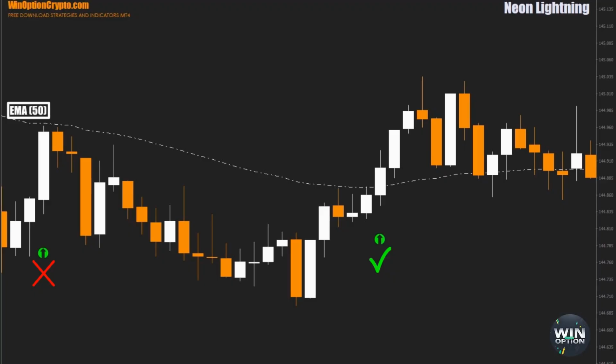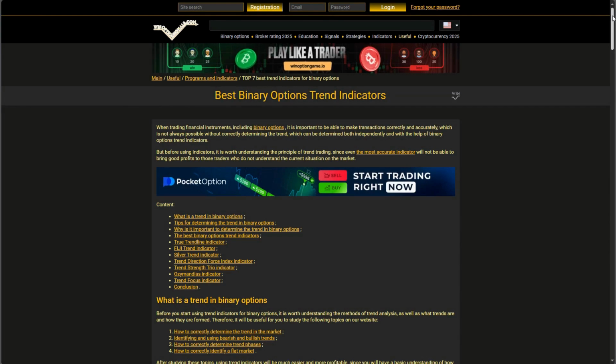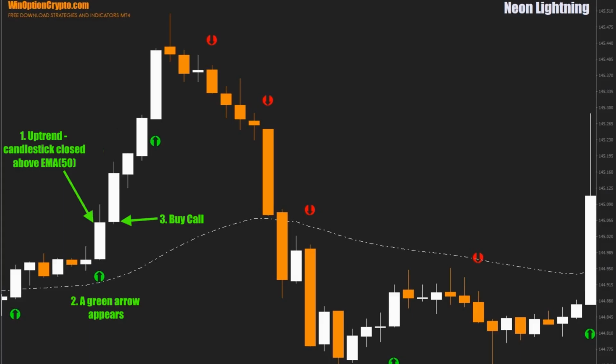The candle closed above the moving average, confirming the uptrend. This is just one of many ways to determine the trend direction. If you want to learn how to navigate price movements, we recommend that you read our article, The Best Trend Indicators. It details the 7 most effective indicators that will help you confidently determine market trends and make more informed trading decisions.